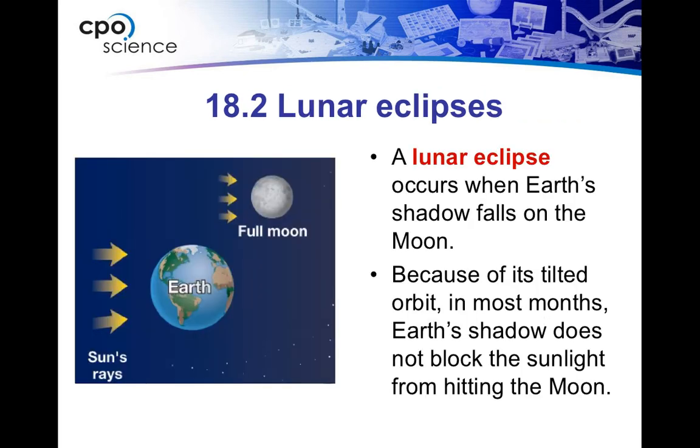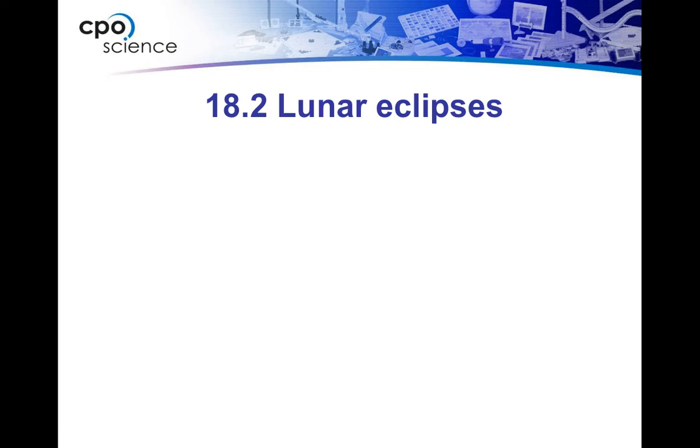A lunar eclipse occurs when the Earth's shadow falls on the moon. Because of the tilt of the orbits and everything that's going on, our shadow doesn't always block the sun's light from hitting the moon. So we do have a lunar eclipse.